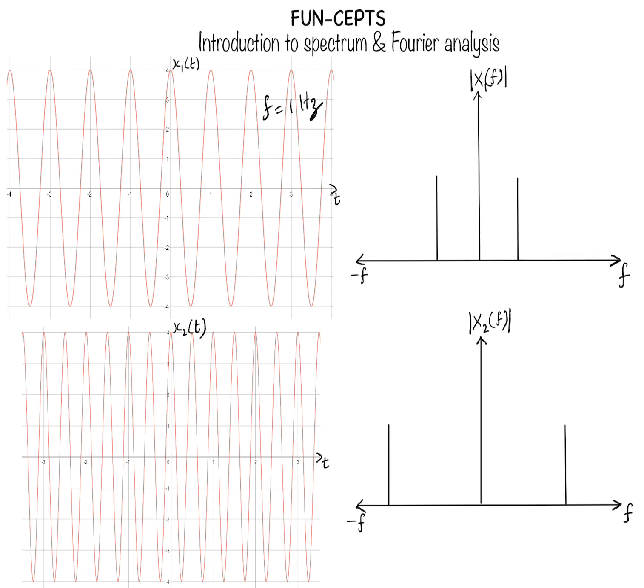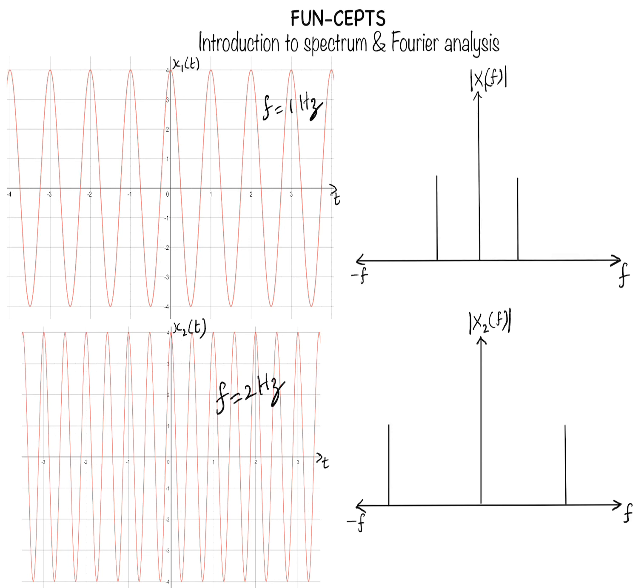x2 of t, we just name it as x2 of t, and this one as x1 of t. So x2 of t is completing 2 cycles in 1 second, so that corresponds to having a frequency f equals 2 Hertz. And as we said, the spectrum, or the magnitude spectrum, gives us the frequency content or the magnitude of the different frequencies present in the signal.